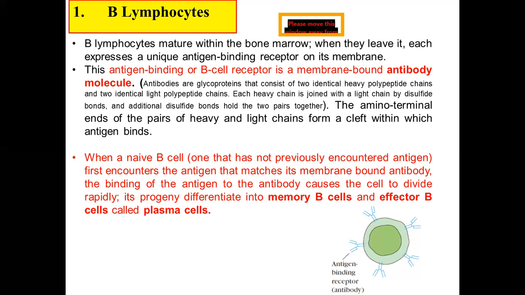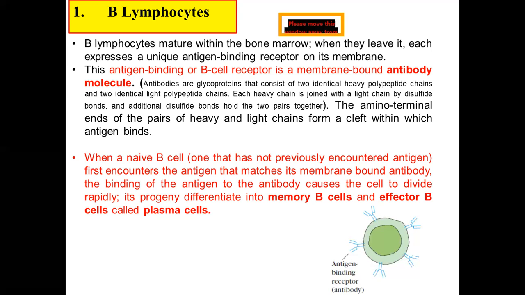That unique receptor is called immunoglobulin or antibody molecule. To be specific, it can be called a membrane bound antibody molecule, also called B cell receptor or antigen binding receptor. Fine. So when this B cell encounters an antigen, the B cell gets activated and differentiates into a plasma cell and a memory B cell.